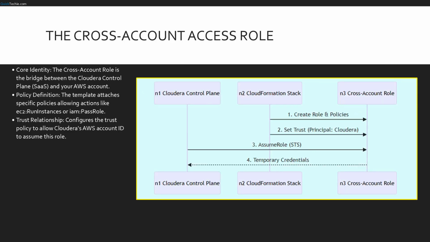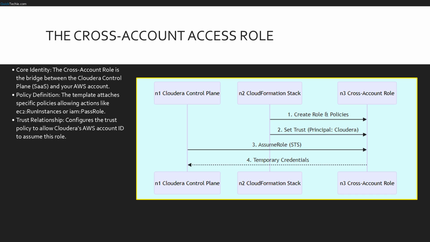The most important identity you will provision is the cross-account access role. This is the keys to the kingdom that allows Cloudera's management plane to build clusters in your VPC. The CloudFormation template handles the heavy lifting here. It defines the IAM policy with precise permissions, allowing necessary actions like creating EC2 instances and, crucially, sets up the trust relationship. This trust relationship explicitly lists Cloudera's AWS account as a trusted entity, enabling the secure assume role handshake required for operations.